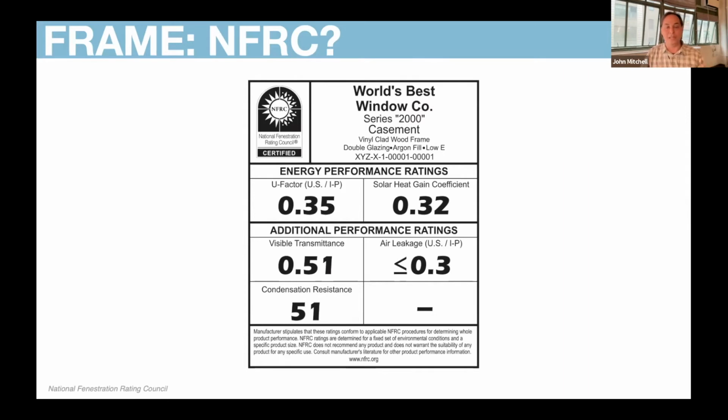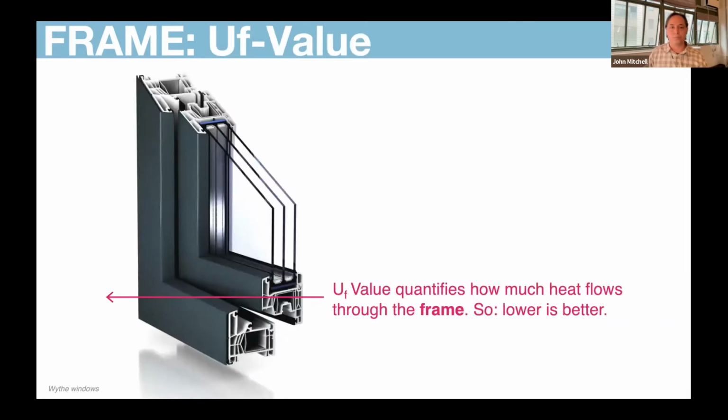And so we need to have different data from our window manufacturers that help us build our energy models and help us understand whether or not we're meeting the passive house standard. So we need the U value of the frame, specifically just the frame, not the glass, nothing else, just the frame. The U value of the frame quantifies how much heat flows through the frame. So a lower number is better.